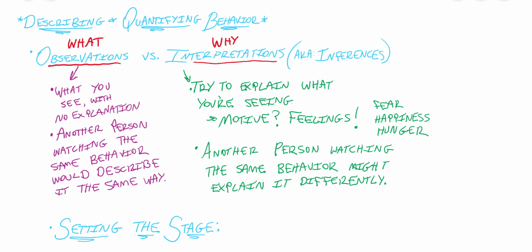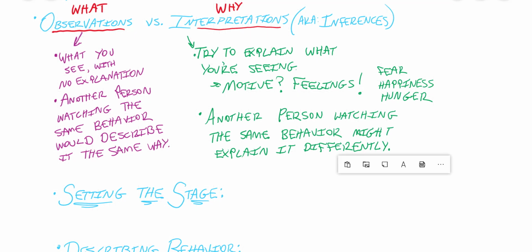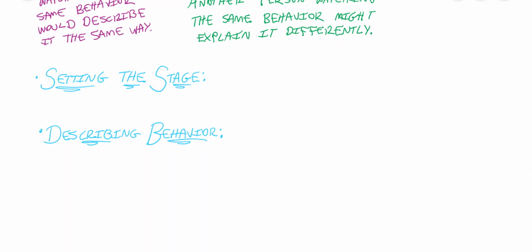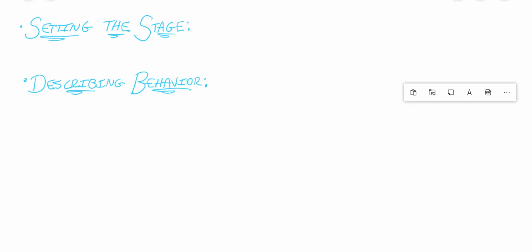Here's the next step in understanding how to describe and quantify behavior. If you're getting ready to do a behavioral study on an animal, you have found an animal, maybe in its natural habitat, you're ready to start collecting behavioral data on it, the very first thing you need to do every time you sit down to collect behavioral data is you need to set the stage for your observations. What this means is you need to describe the environment.